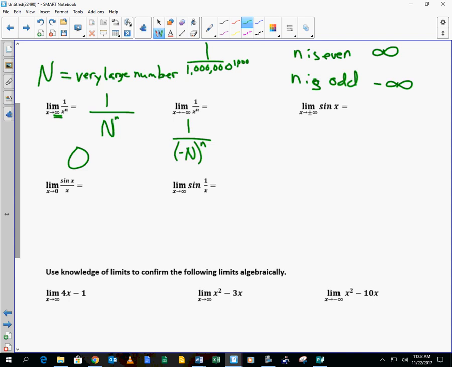1 over a very large negative number to the nth power. It doesn't matter whether it's a positive number in the denominator or a negative number in the denominator. Either way, it's going to get ridiculously small, and it's going to head towards 0. You guys, we're using the concept of limit. We say we're approaching. We're approaching, right?